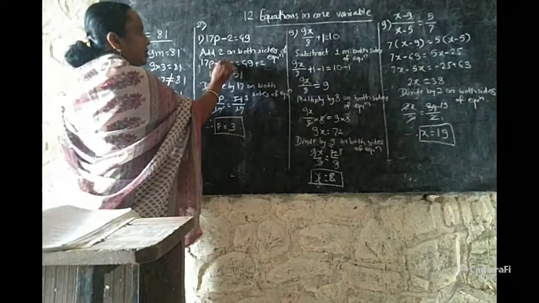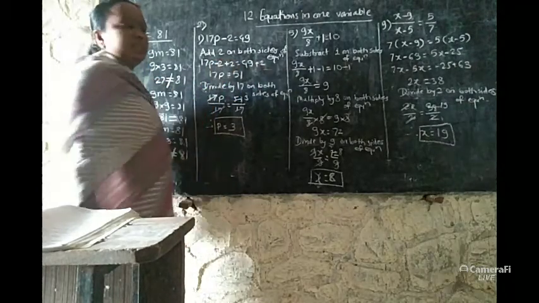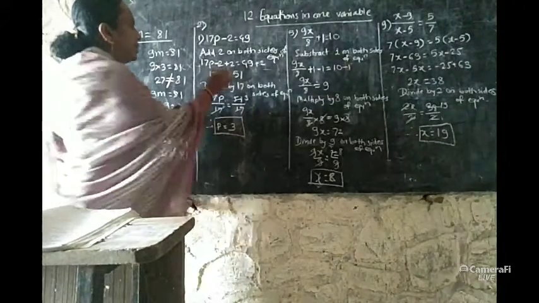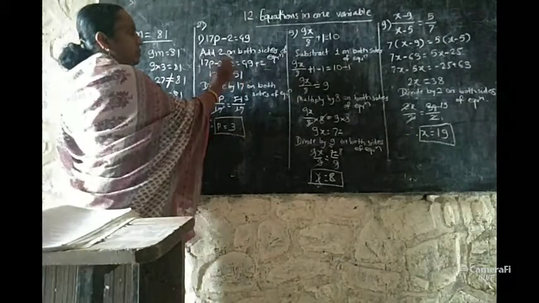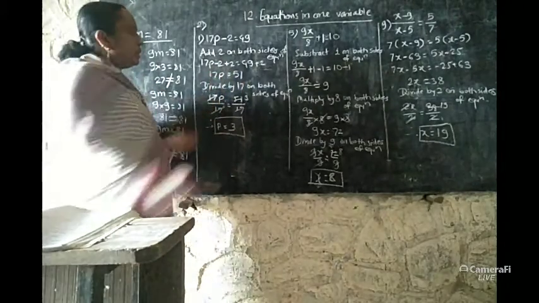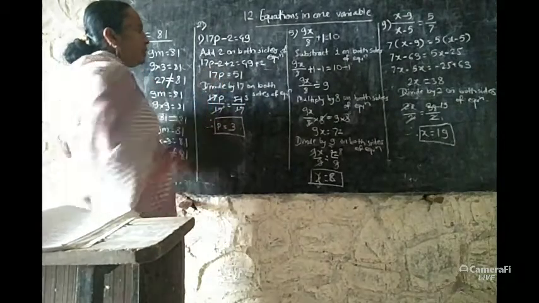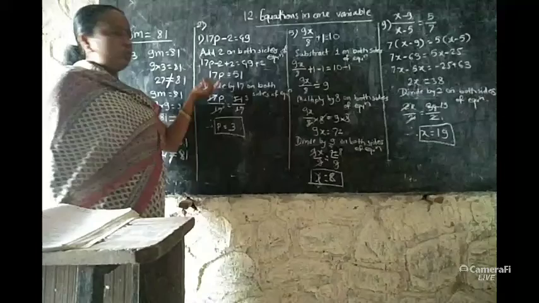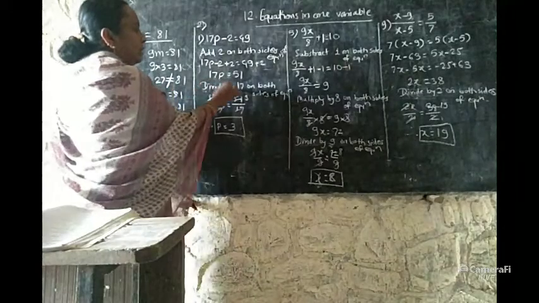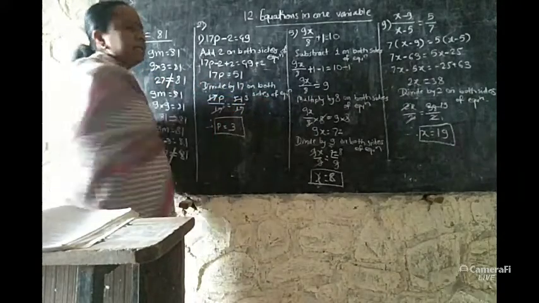Here 2 gets cancelled with the other 2 because plus and minus cancel each other. Therefore 17p is equal to 51. This is our next equation. Then we have to remove this 17 from the variable. So here is the multiplication, we have to do division. So divide by 17 on both sides of the equation. This is our next step.